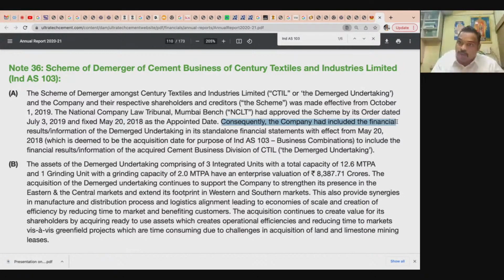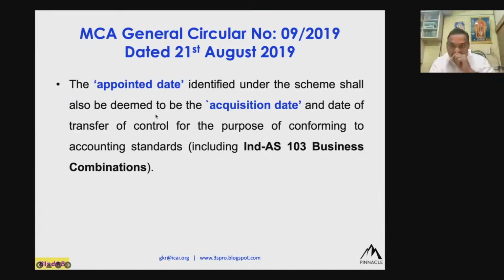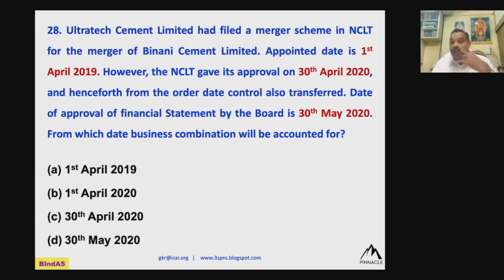Consequently, the company included financial results in its standalone with effect from 20th May 2018, which is deemed to be the acquisition date. That word deemed is taken from where? Deemed is taken from this. This word is given in the MCA circular. So the approval should be given by NCLT, and in that approval, the appointed date should be mentioned. And here, henceforth, from the order date, the control stands. Therefore, 30th April is the answer. So C is your answer. So 28C. Okay. Good.